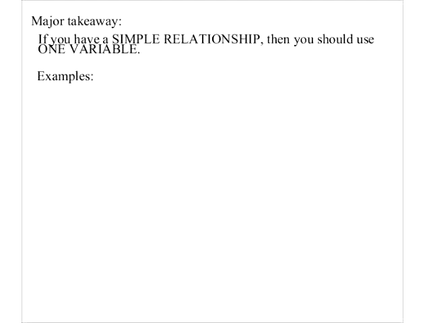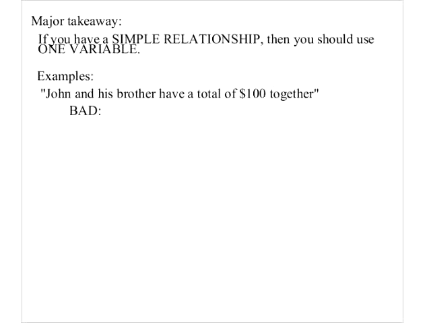John and his brother have a total of $100 together. The bad way to do this would be to say J plus B equals 100, because this is two variables. It's just inefficient. I guess bad is the wrong word. It's not so much bad as it is inefficient. So who can type in the text box, what's a better way to do this with only one variable? The money that John has would be what, and the money that his brother has would be what?